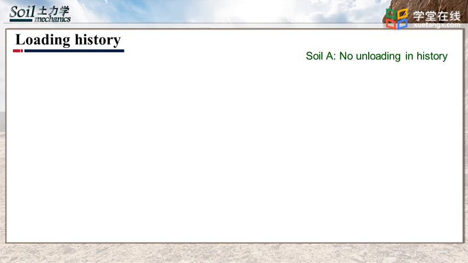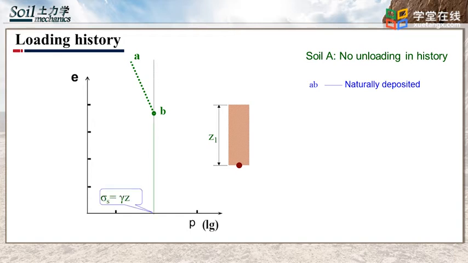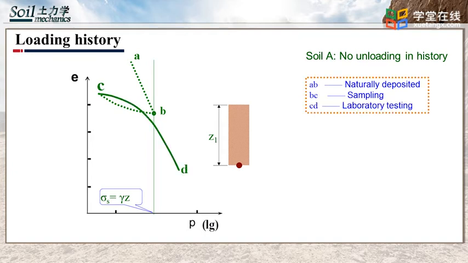In fact, the expansion and the recompression curves can be used to reflect the stress history of soil. For example, for a given soil A, if there is no unloading in history, line AB represents the process of a natural deposit. The depth of soil is Z1. The vertical effective overburden pressure is sigma c. BC curve represents the sampling process. The soil rebounds due to stress relief. The CD is the laboratory compression curve of soil A.